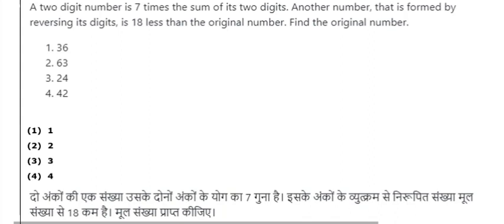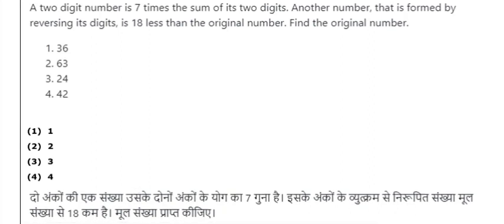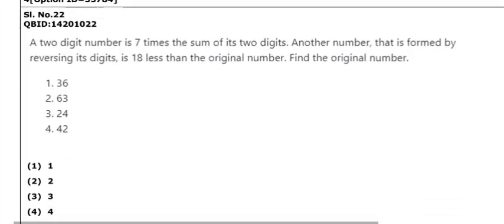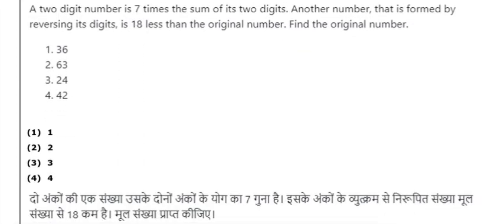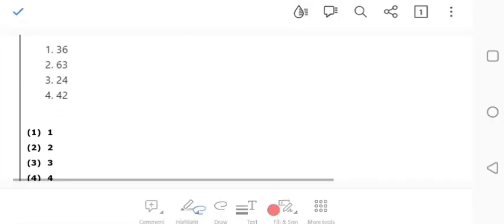Next, question number 22. A 2-digit number is 7 times the sum of its 2 digits. Another number that is formed by reversing its digits is 18 less than the original number. Find the original number. 36, 63, 24, 42. Correct answer of this question will be number 4, that means 42.